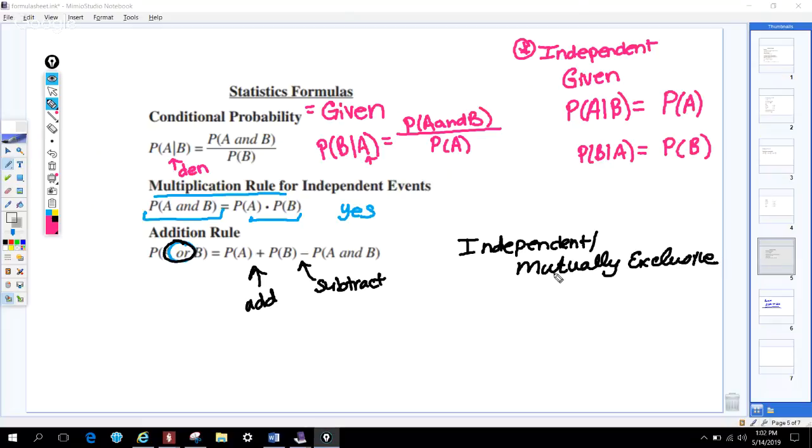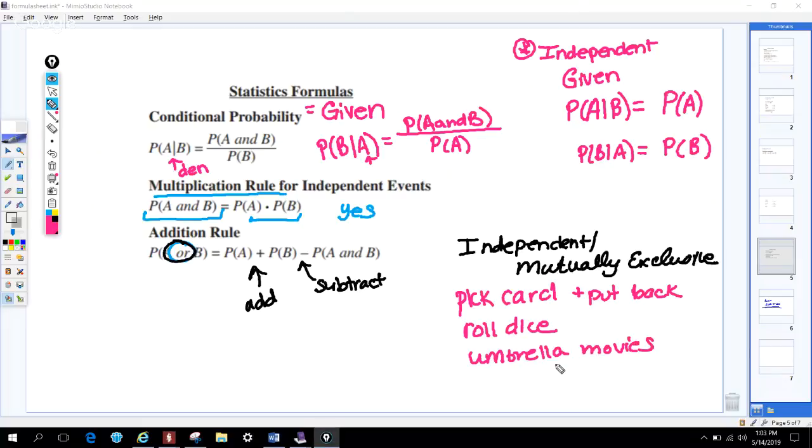Independent and mutually exclusive. So, for example, if I pick a card and put it back, that's independent. If I roll a dice, that's independent. If I bring an umbrella to the movies, that's independent. Those are mutually exclusive. They don't relate. In order for something to be dependent, they have to relate. Like I picked a card and kept it. Nope, because if you put it back, you have 52 cards and you still have 52 cards.